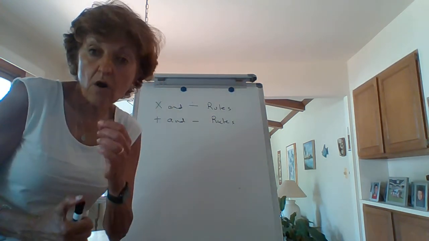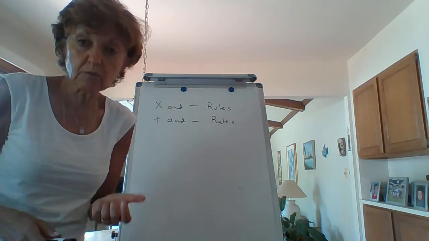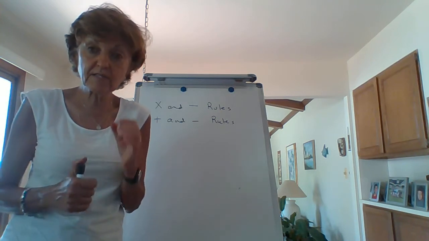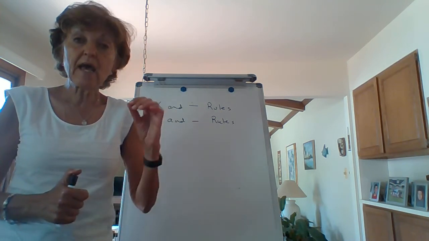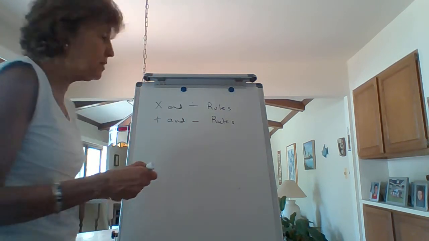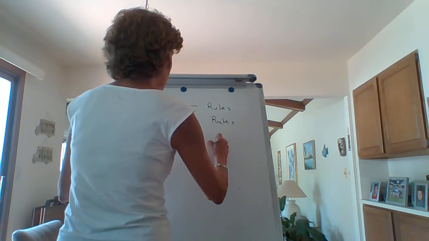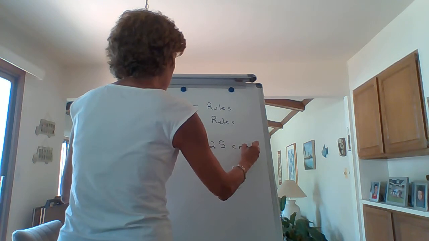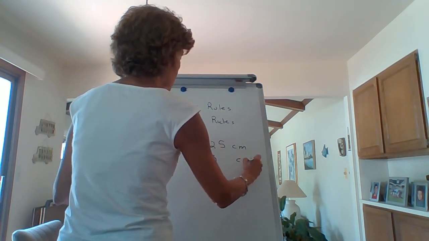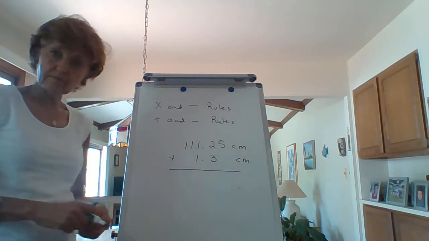For that rule, it's all about the number of decimal places, not the number of sig figs. So for addition and subtraction, your final answer has to have the same number of decimal places as the measured number with the least decimal places. Let me show you what I mean by that. So if you've got this, for example, 111.25 centimeters and 1.3 centimeters, okay? And you want to add them together.